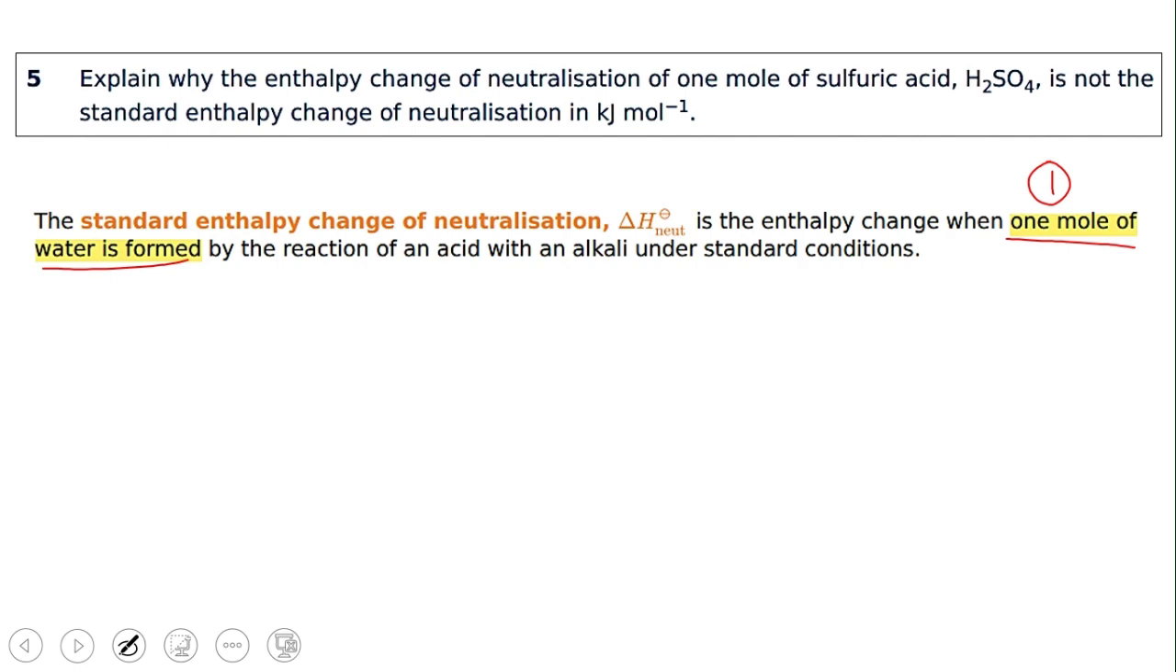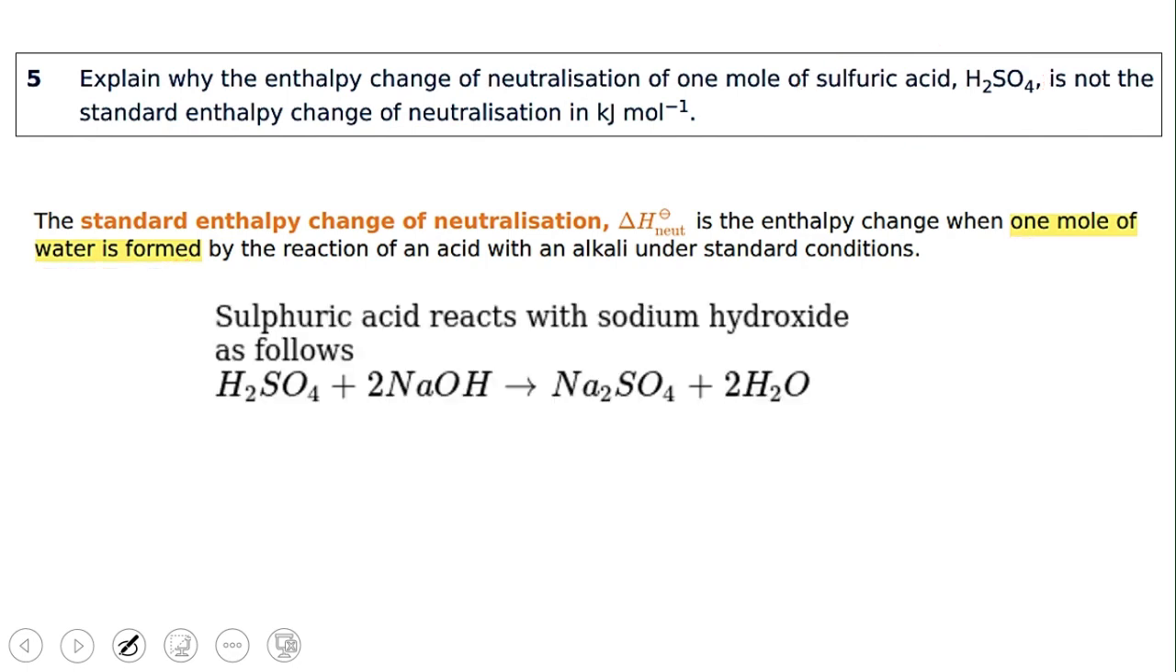Now we have to write the neutralization equation for the sulfuric acid with any alkali. So let's say we have the sulfuric acid reacting with sodium hydroxide. If we write a balanced chemical equation, we will be having H2SO4 plus 2NaOH producing Na2SO4 plus 2H2O. So here you are getting two water molecules, 2 moles of water. We need 1 mole of water to say it's standard. It will be standard only if we have 1 mole of water here.